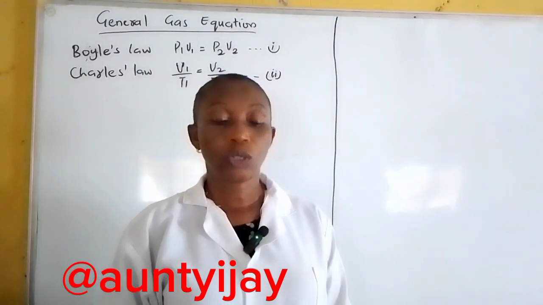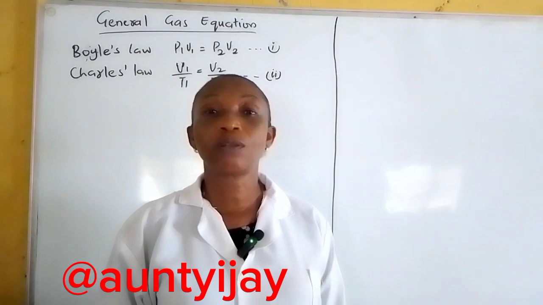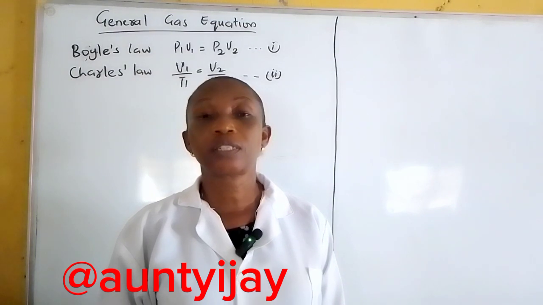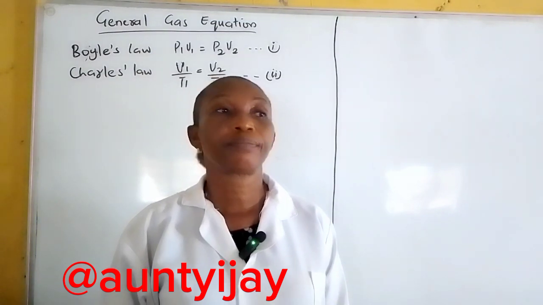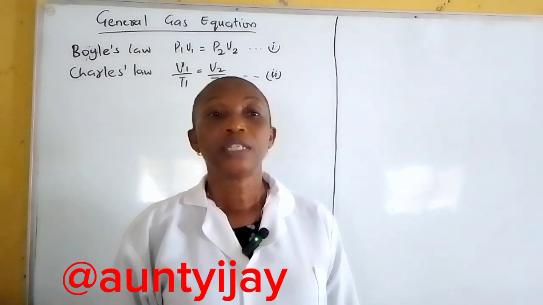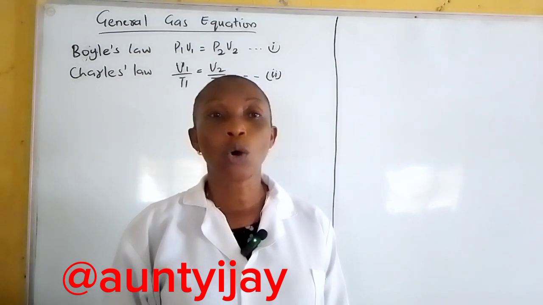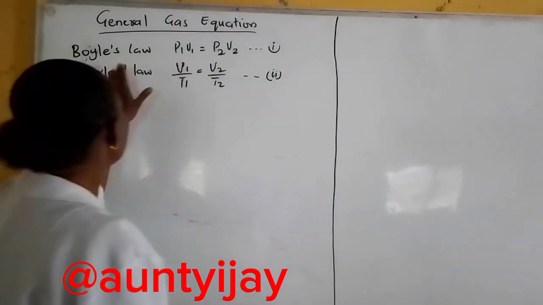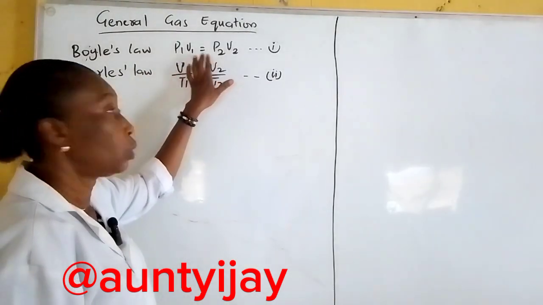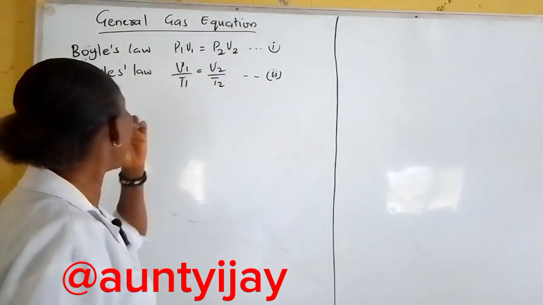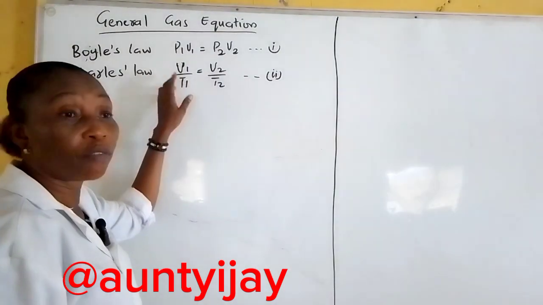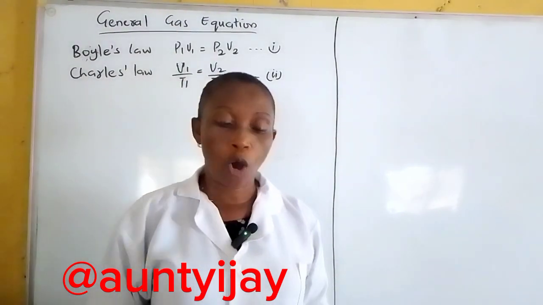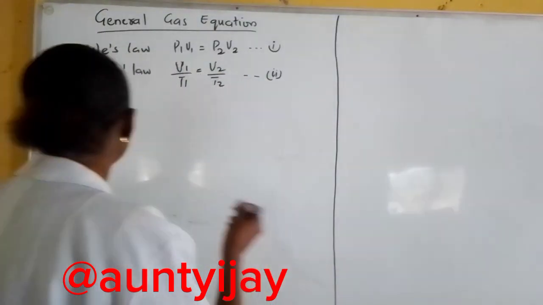All right, still continuing with the gas laws. Today we are going to discuss the general gas equation. The general gas equation is derived from two gas laws, Boyle's law and Charles's law. Boyle's law states that P1 V1 equals P2 V2, and Charles's law states that V1 over T1 equals V2 over T2. Suppose a gas occupies a volume V1.